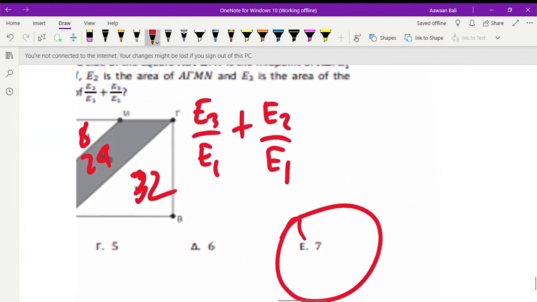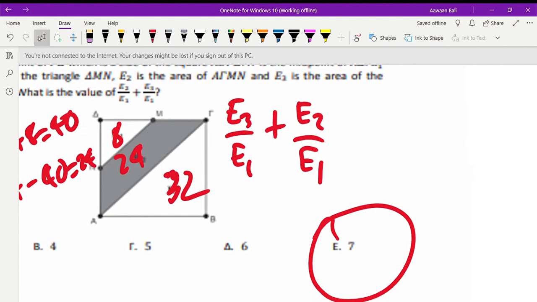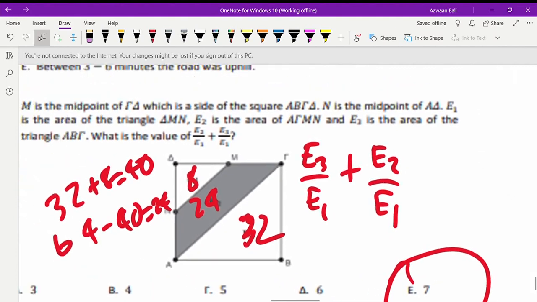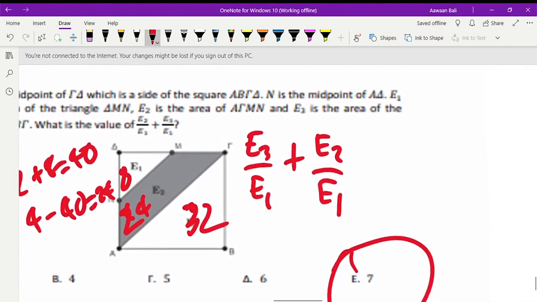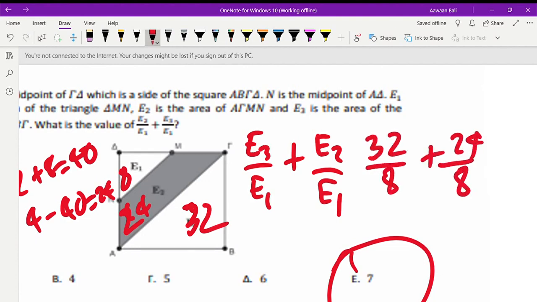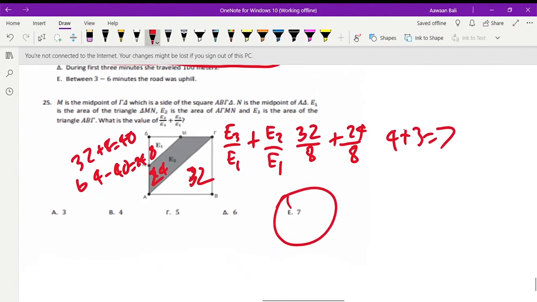Now we have. Wait, I don't see them. 24. 8, yes, okay. So that means that it's basically asking 32 upon 8 plus 24 upon 8. 24 divided by 8 is 3. 32 divided by 8 is 4. 4 plus 3 is 7. So therefore your answer is eta 7.